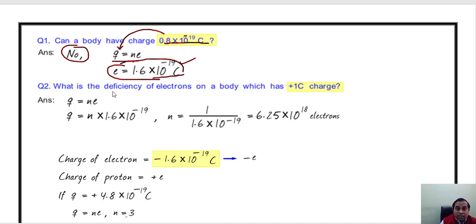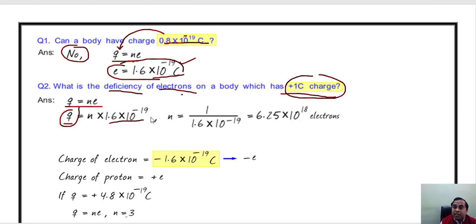Next question. What is the deficiency of electrons on a body which has a charge of plus 1 coulomb? A body has plus 1 coulomb charge. How much electron deficient is it? Again follow the formula Q equal to N into E. Q is equal to 1 coulomb because it has developed a charge amounting to 1 coulomb. So Q is equal to 1, E is constant, 1.6 into 10 to the power minus 19, the electronic charge. So find the value of N. N comes as 1 upon 1.6 into 10 to the power minus 19.